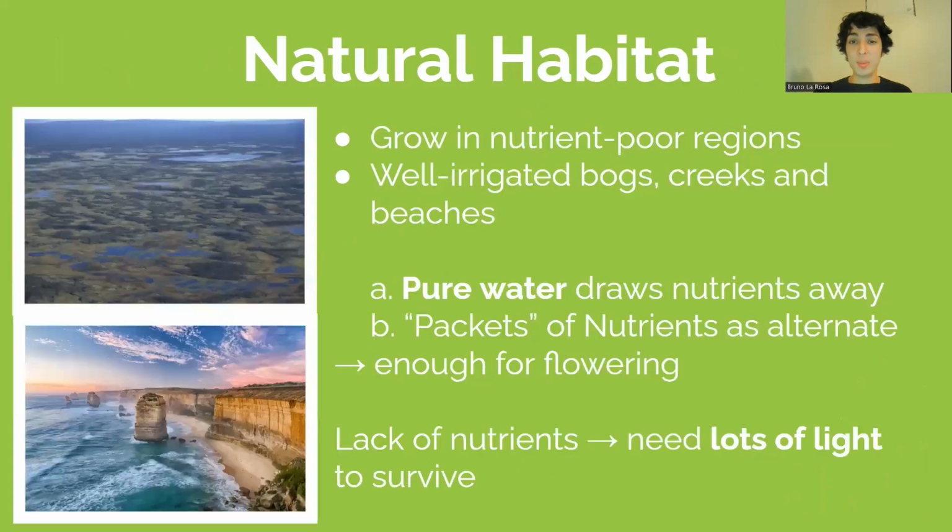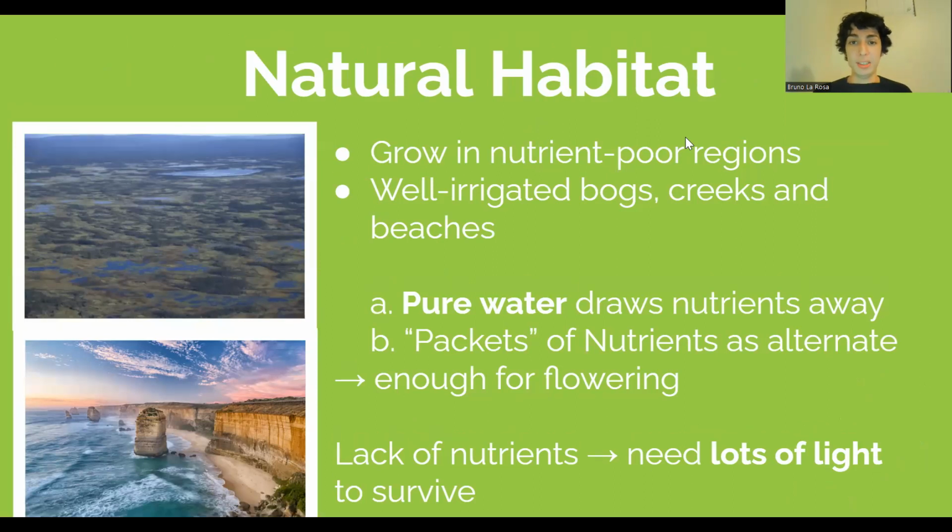Well, if you answered it's because they grow in nutrient-poor regions, you'd be correct. So it turns out that most of the habitats for these carnivorous plants are very nutrient poor. Water flows through the soil, drawing away any of the essential minerals for the plants to grow. But it turns out there are plenty of packets of nutrients all over the place. Those are the insects. They harbor a lot of very good nutrients.